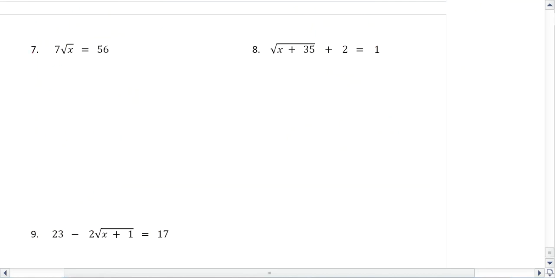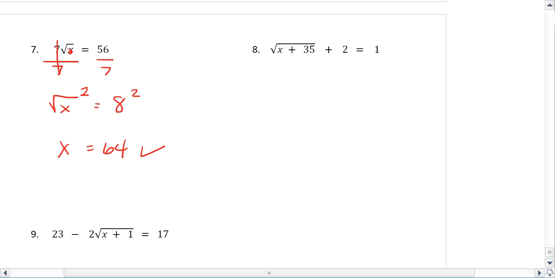Looking now at example 7, the square root x is being multiplied by 7. So to isolate the radical, my first step has to be to divide both sides by 7. So now this radical is isolated. And 56 divided by 7 is 8. Now I'm ready to square both sides to get x equals 64. Again, check your work, putting it right here, put the 64 where the x is. Square root 64 is 8, and 8 times 7 is indeed 56. So this answer checks out.